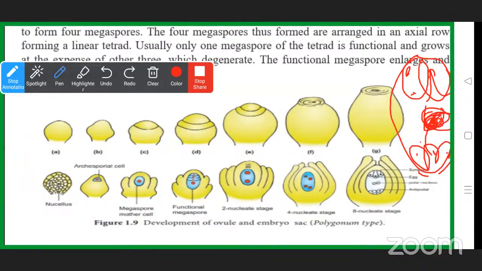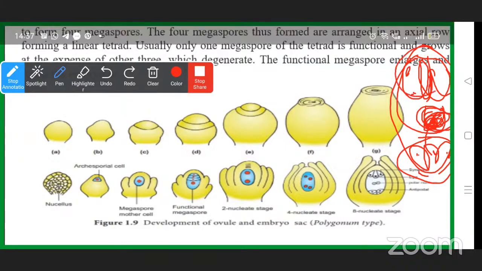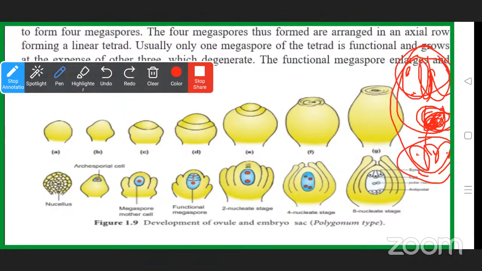They are like vegetative cells. There is no use of these antipodal cells in reproduction. In reproduction, only the egg apparatus and the polar or secondary nucleus take part in the fertilization, and that only in the angiosperm. In the gymnosperm, there is only one fusion of the male with the female, that is syngamy only. Single fertilization, whereas in the angiosperm, double fertilization.